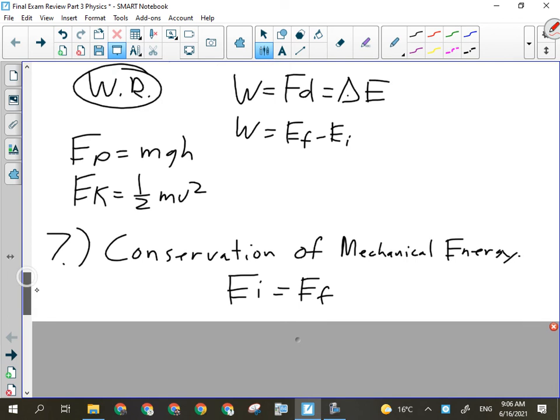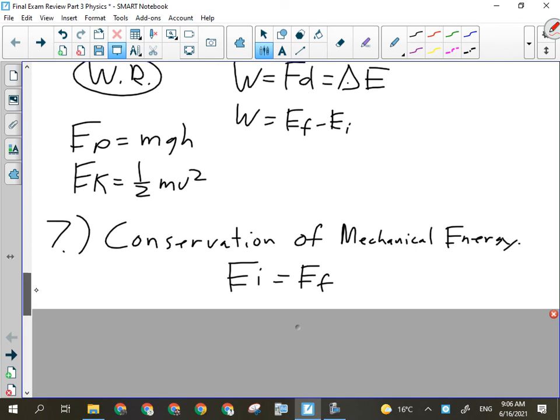Something that we struggled with a little bit on the unit exam was telling the difference between a work energy theorem question and a conservation of energy question. Here's how you tell the difference. There is one thing that will never be in a conservation of energy problem, but is always part of a work energy theorem problem. What is it?